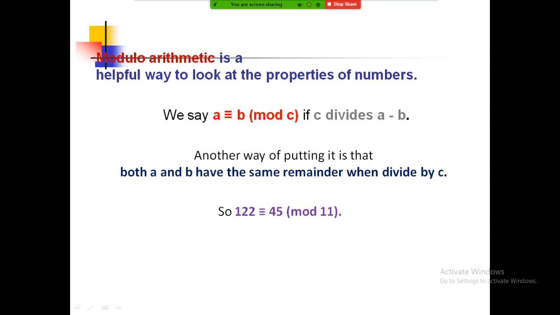Next, 122 is congruent to 45 mod 11. If I divide 122 by 11, what will I get? 11 elevens are 121, so the remainder is 1. Same thing, if I divide 45 by 11, 11 fours are 44, and the remainder is 1.